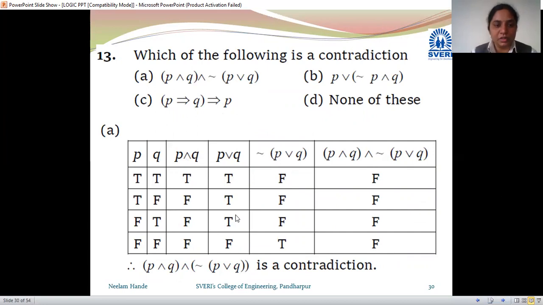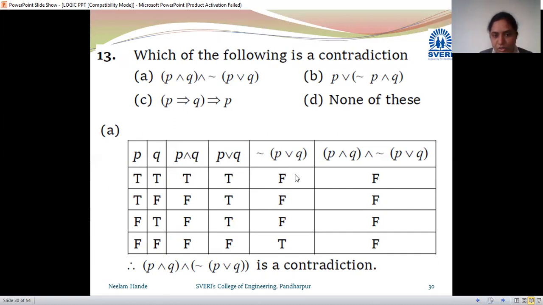Both the tables we have written: the AND table has T, T is T and all other F, and the OR table has F, F is F and all other are true. Remember this. Okay, next, we need negation of P or Q. So negation of this statement: true becomes false and false becomes true. Then we have to write P and Q and negation P or Q, and of these two.